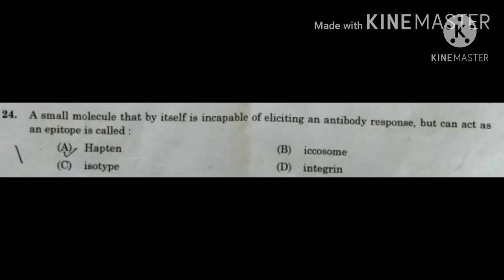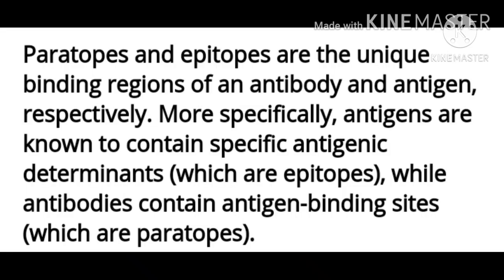Next question is, a small molecule that by itself is incapable of eliciting an antibody response but can act as an epitope is called. The options are A. hapten, B. icosome, C. isotype, and D. integrin. In the question, you can see a term epitope. What do you mean by epitope? Epitope is a region of antigen where antibody binds. That is, the antibody binding site of antigen can be called as epitope.